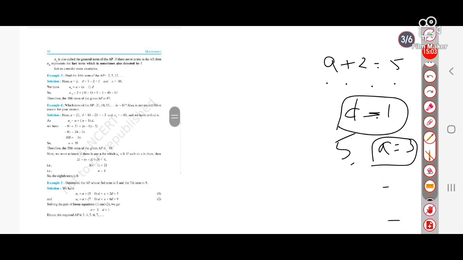A equal to 3, D equal to 1. What they are asking is to determine the AP, right? So 3, 4, 5, 6, 7, and it goes on because the common difference value is 1. That's it. Simply it's enough, right?